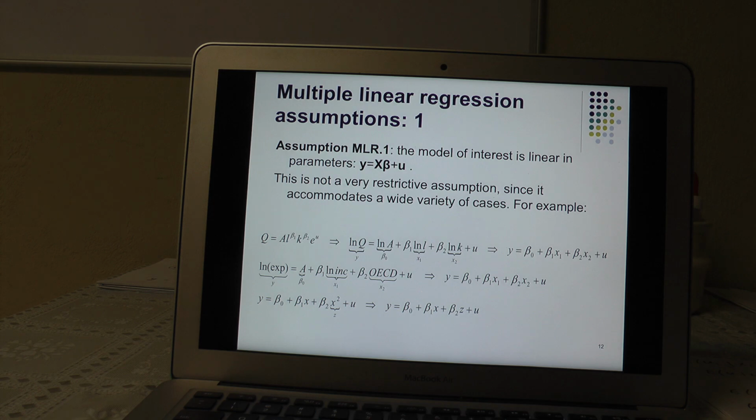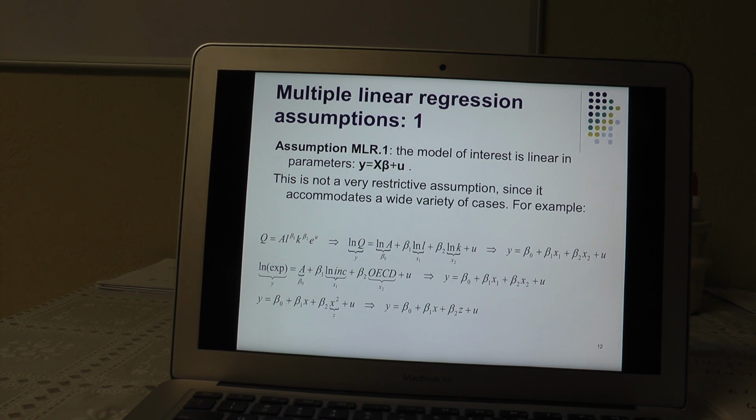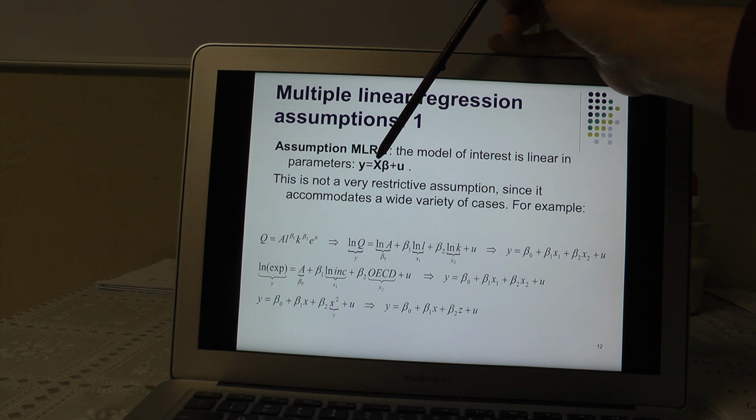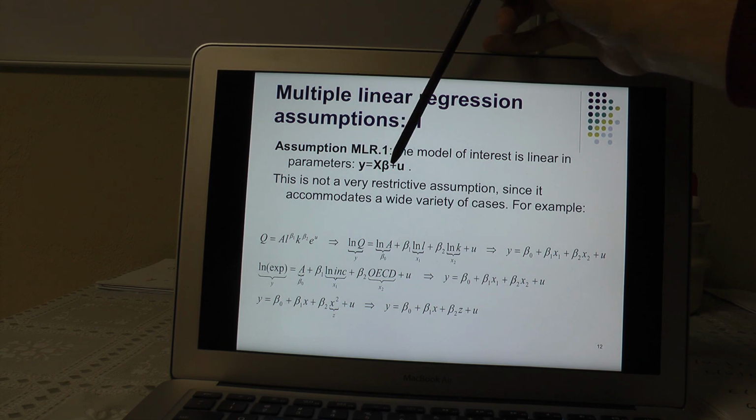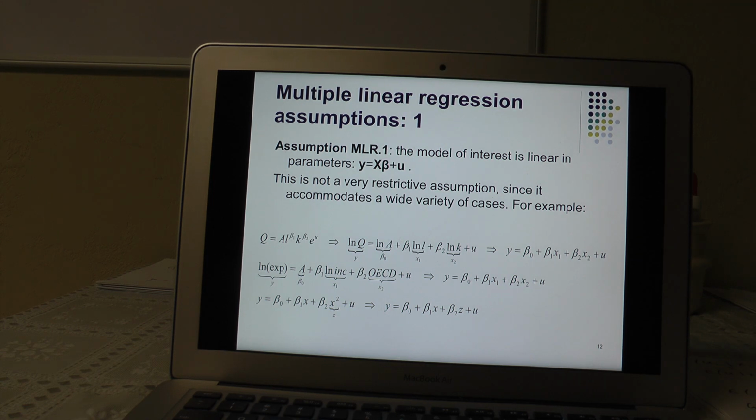So let me go back. The first assumption that we already sort of discussed in the beginning of the lecture today is how to write our regression model, right? Using matrices that we have defined, our vector y is equal to x times beta plus u. And all of these items we have talked about already. Now, assumption number one is that we have a linear in parameters model, exactly as we had before.